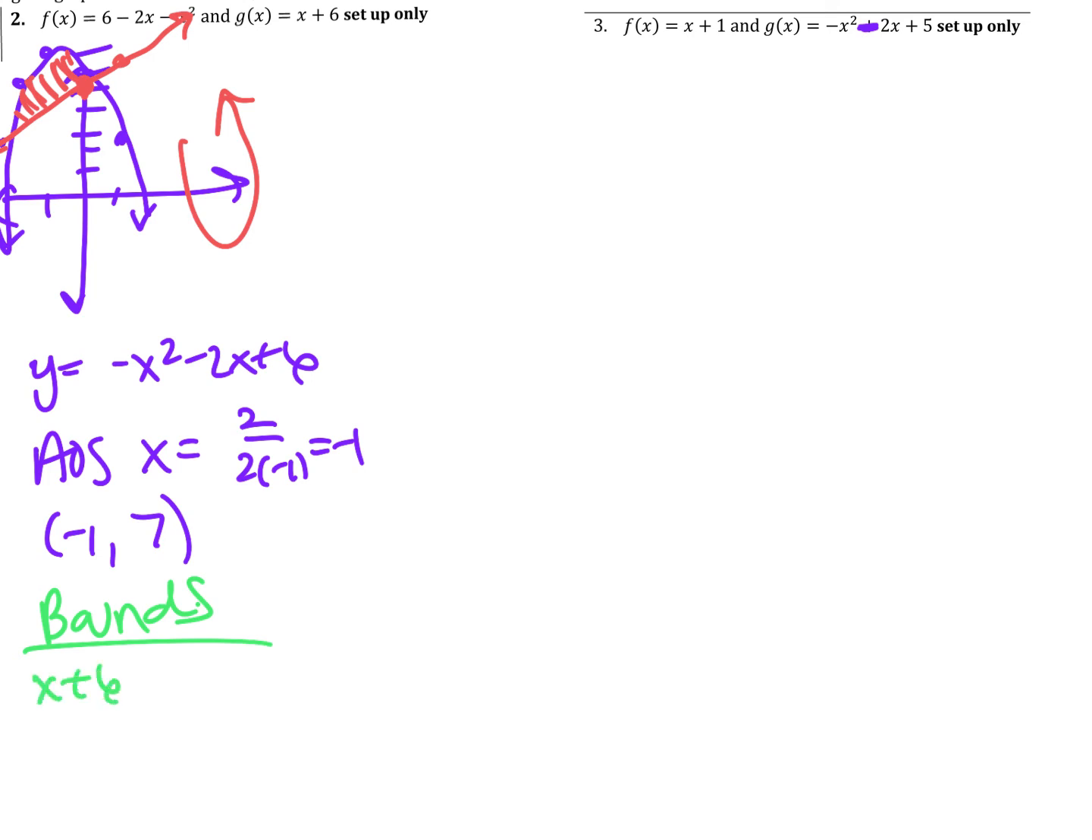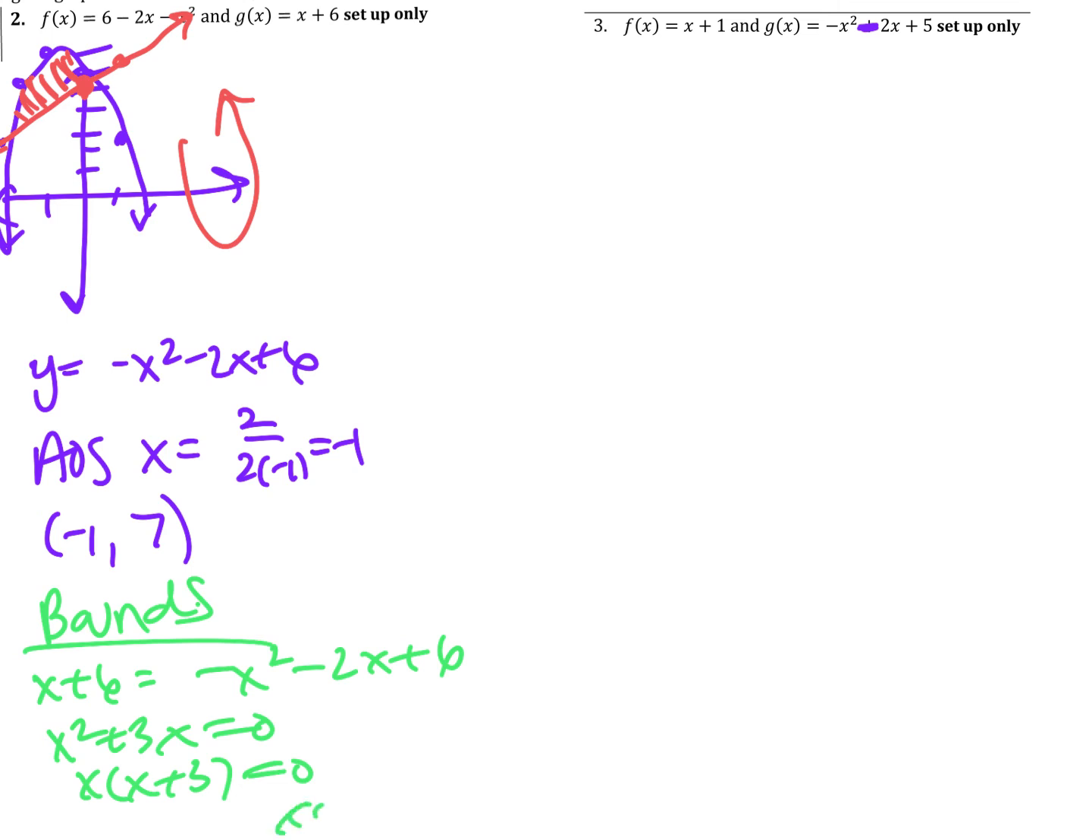So x plus 6 equals negative x squared minus 2x plus 6. If we get everything on the same side, we're going to end up with x squared plus 3x equals 0. And if we factor this, we're going to get x equals -3 and 0. So the bounds for our integral, which I'm going to come up here, volume equals pi times the integral from -3 to 0. And now we just need to figure out what our functions are.